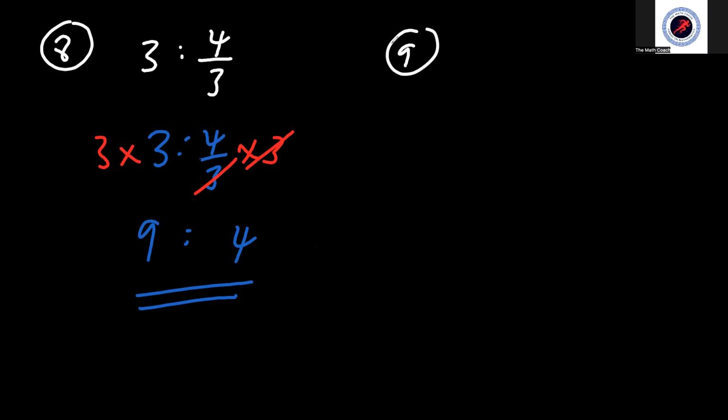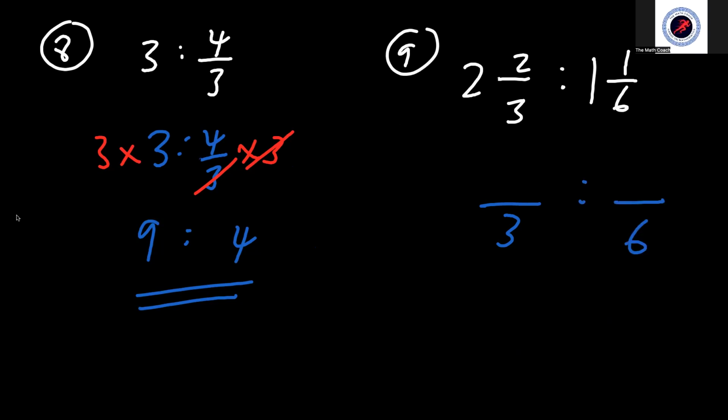The ninth question is somewhat tricky. It's 2 2/3 is to 1 and 1/6. Okay, how do you do this question? First of all, don't think too much. What you should do is convert these fractions into improper fractions, right? Because these are in mixed forms. So we put the denominators here, and using the conversion 3 times 2 plus 2, here it's going to be 6 times 1 plus 1.